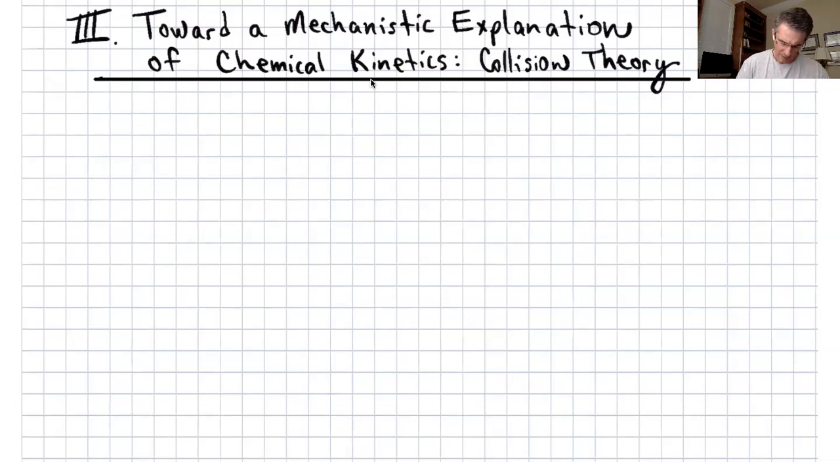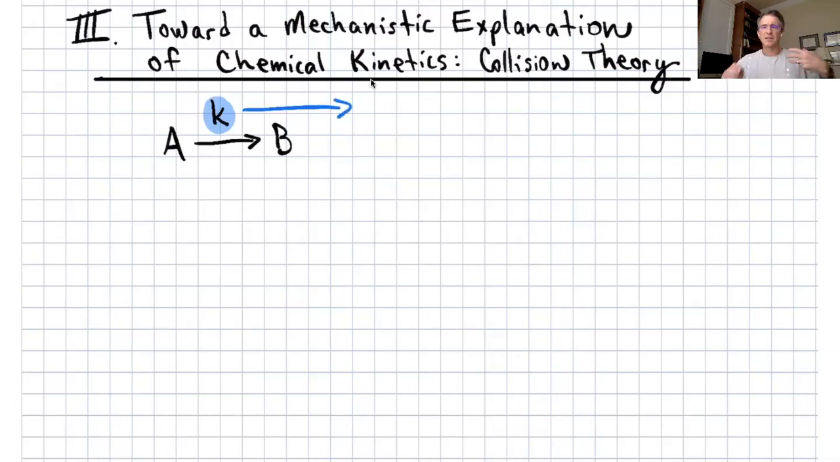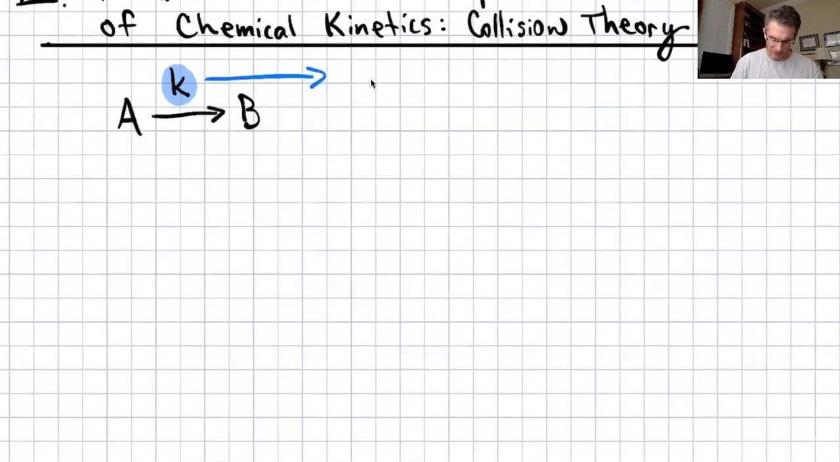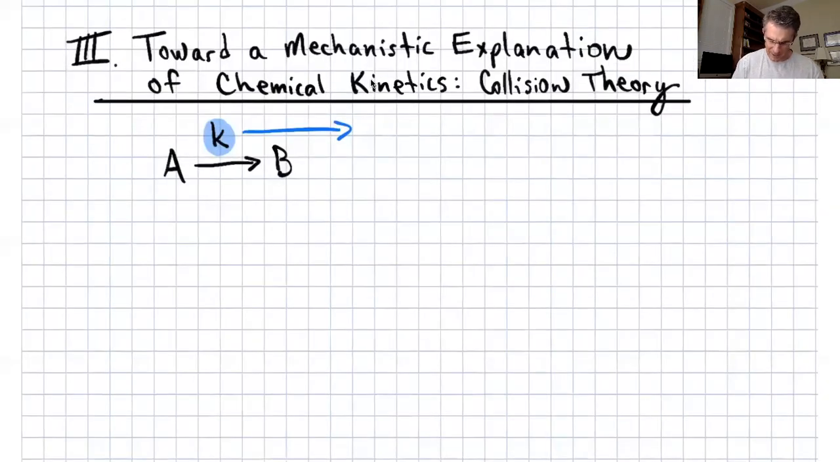So if we think about, again, this idea of A turning into B, a simple unimolecular process with that rate constant, right? Like I said, our instinct is that somehow the magnitude of that rate constant, why it's as big as it is, is somehow connected to energy, right? Just sort of instinctively, energy somehow has to come into this, right? The question is how and why, right?